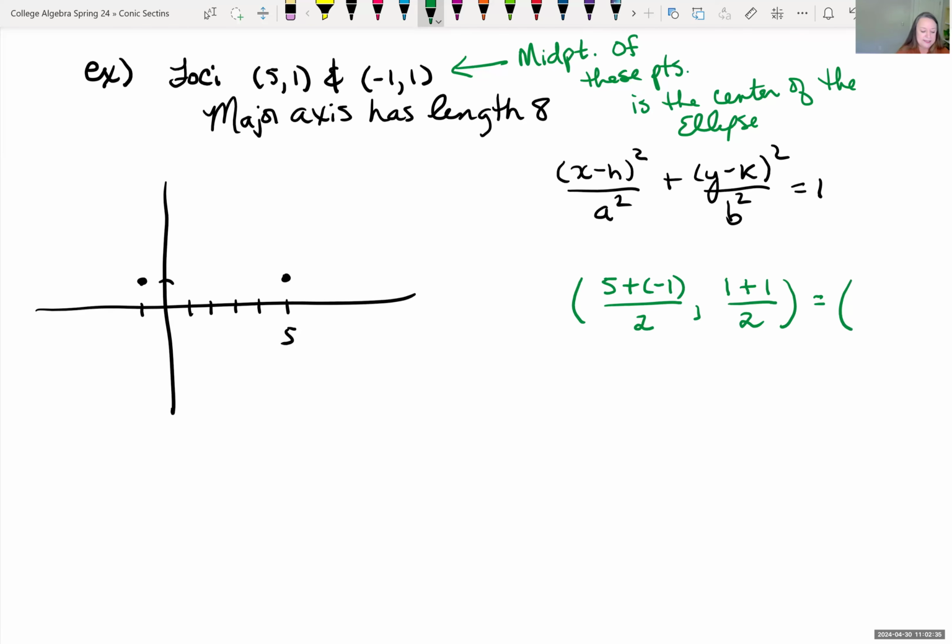So simplifying this, I have 5 minus 1 is 4. 4 divided by 2 is 2. And the y value of the center, I have 1 plus 1, which is 2. 2 divided by 2 is 1. So I know my h value in here is 2, and my k value in here is 1.